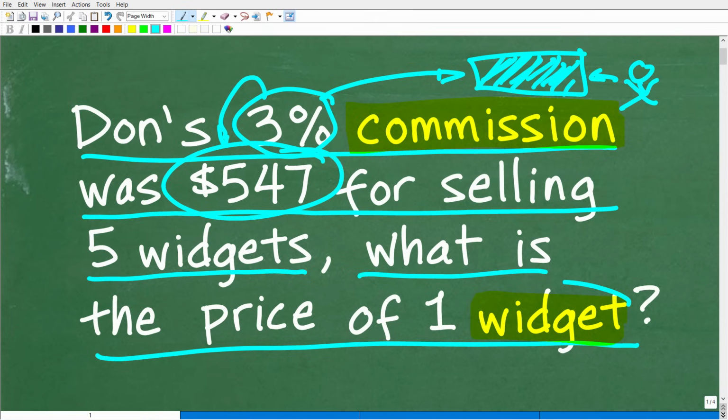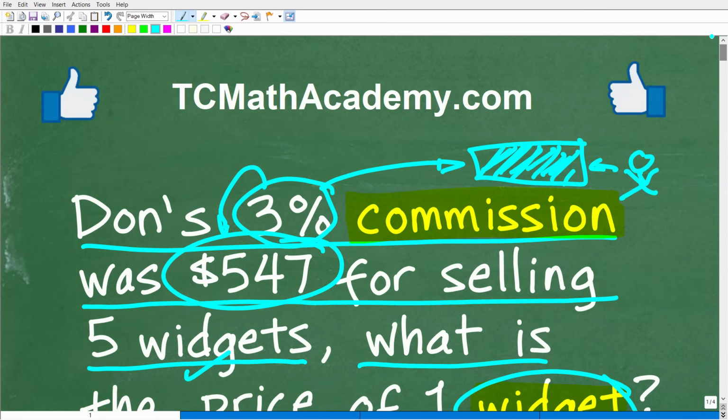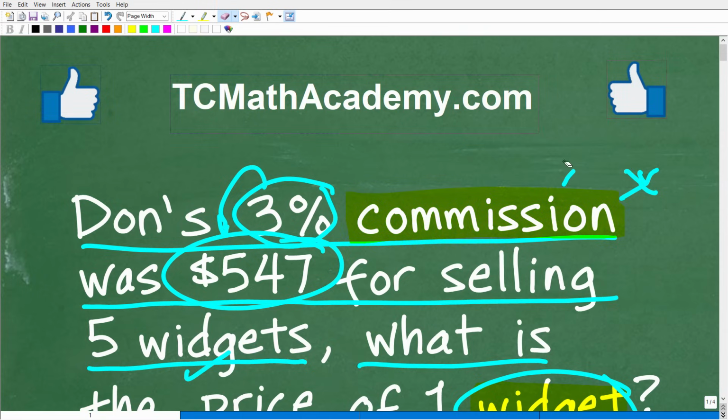Okay, now what is a widget? A widget is nothing more than a fictitious product. It could be whatever you want it to be. And for purposes of this problem, we need to assume that each of these widgets costs the same amount. Okay, so that is the question. Feel free to use a calculator. And if you can figure this out, go ahead and put your answer into the comment section. I'll share the right answer in just 1 second. And then of course, I want to solve this problem step by step.